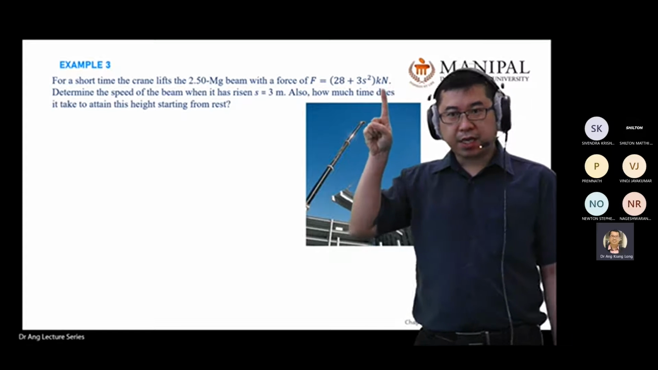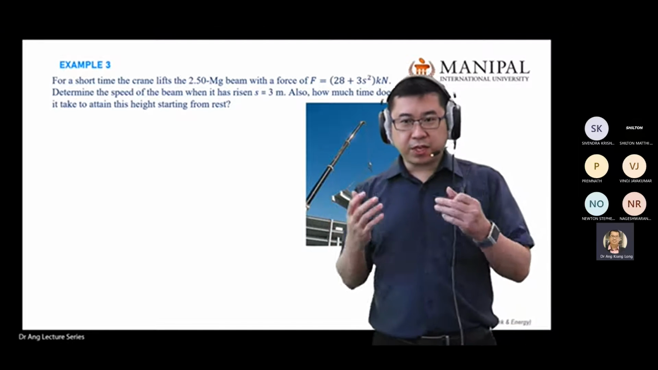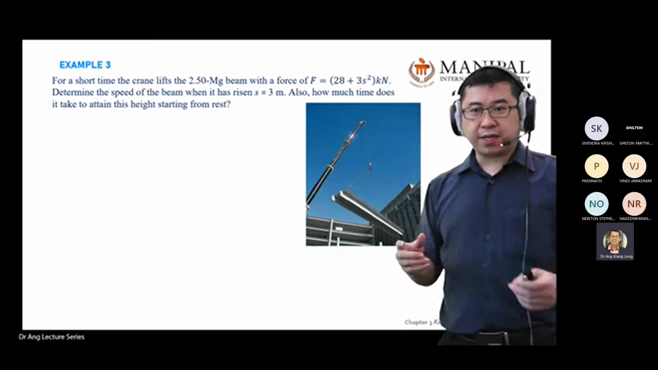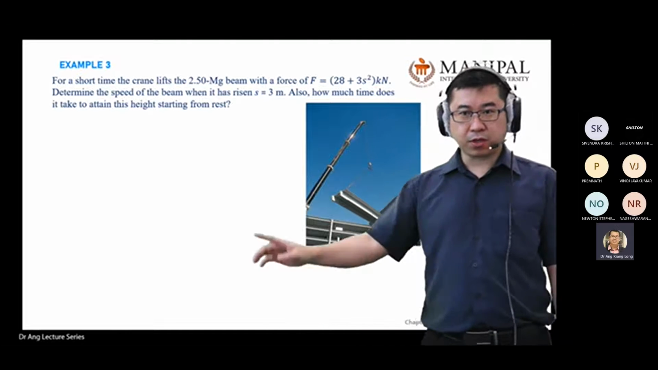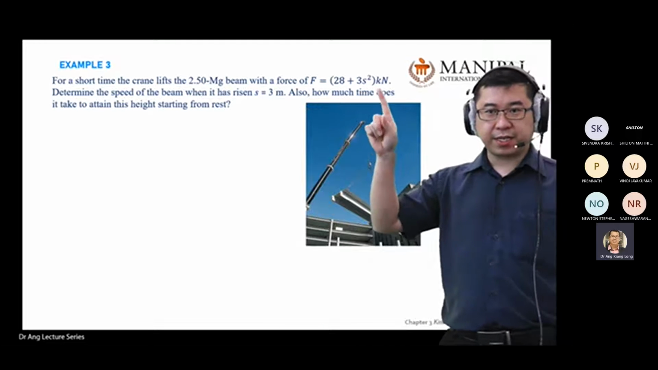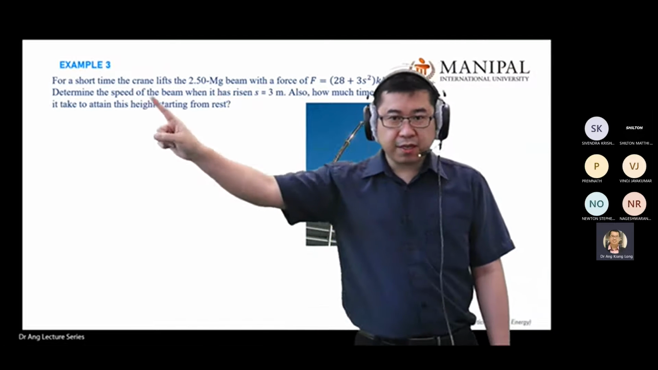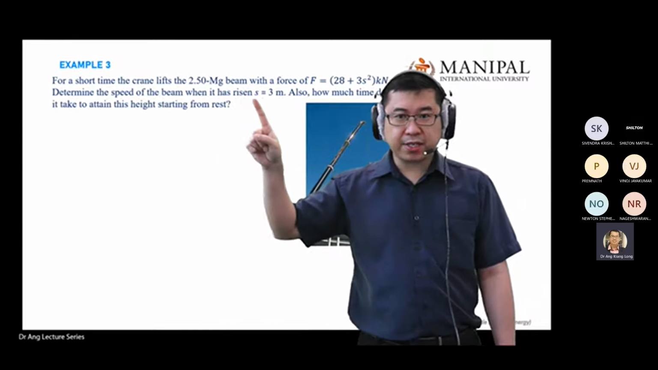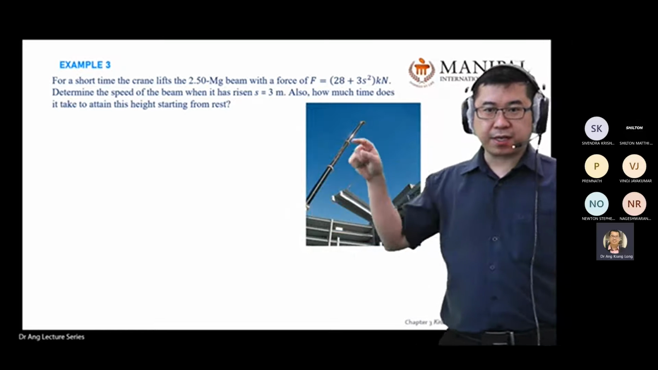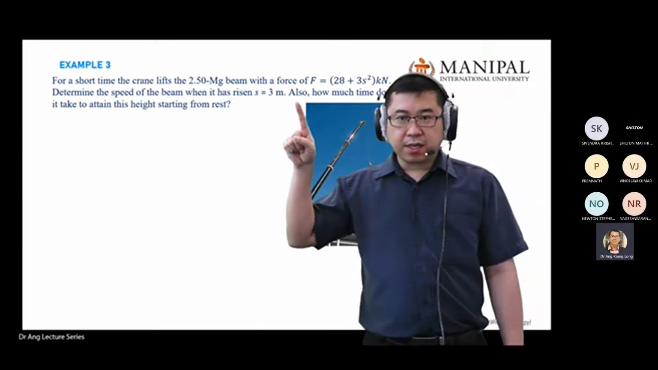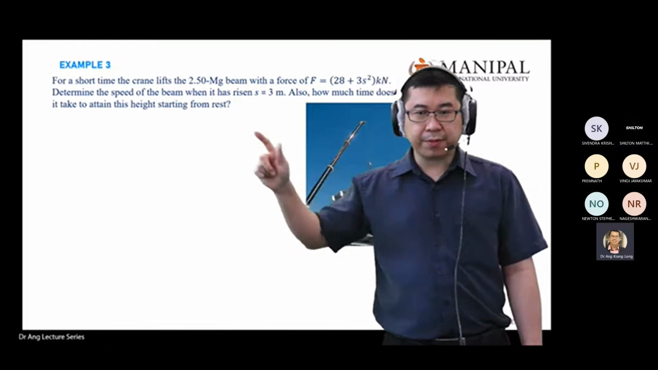Again, here it comes in kilo Newton. In your calculation, the SI unit for force is Newton, so here it comes with kilo. Be careful in your answer: we have kilo, we have mega here. Determine the speed of the beam when it has been raised 3 meters, and also how much time it takes to attain this height starting from rest.